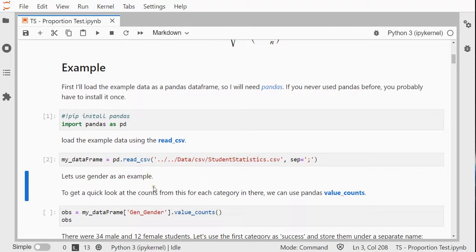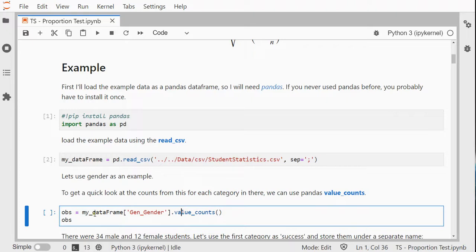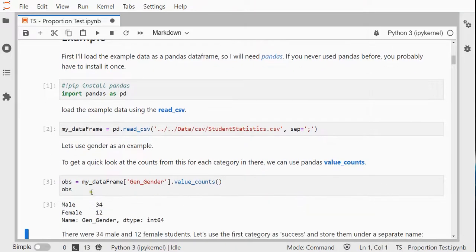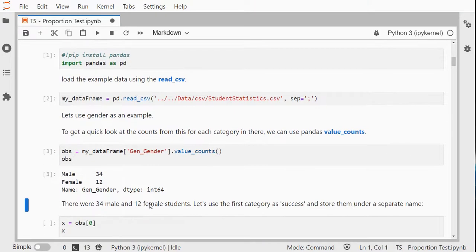To get a quick impression of that, I can use the value counts. So this is just my data frame, the field that I'm interested in, and the value counts. I store that under observed, so OBS. So there were 34 males and 12 females.